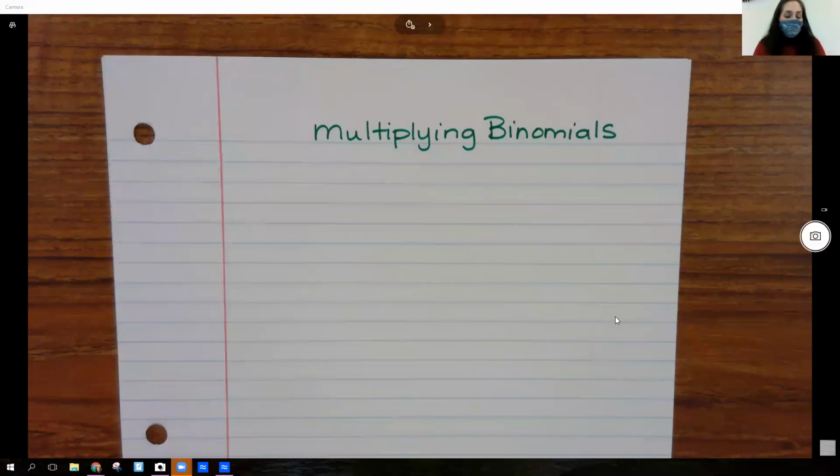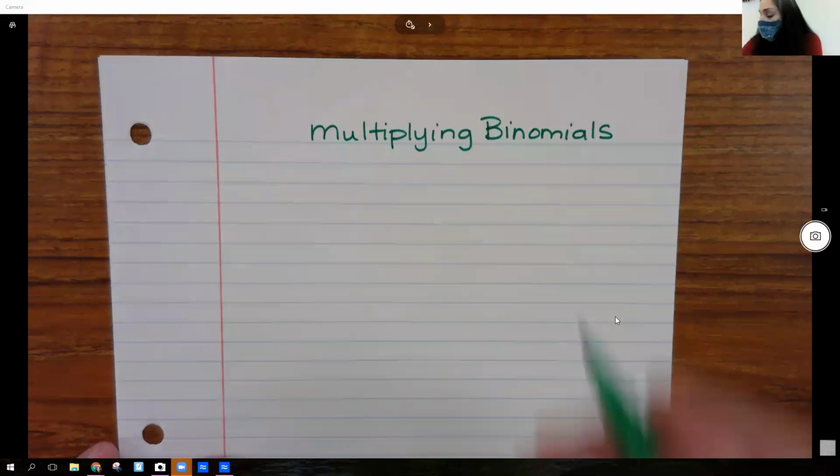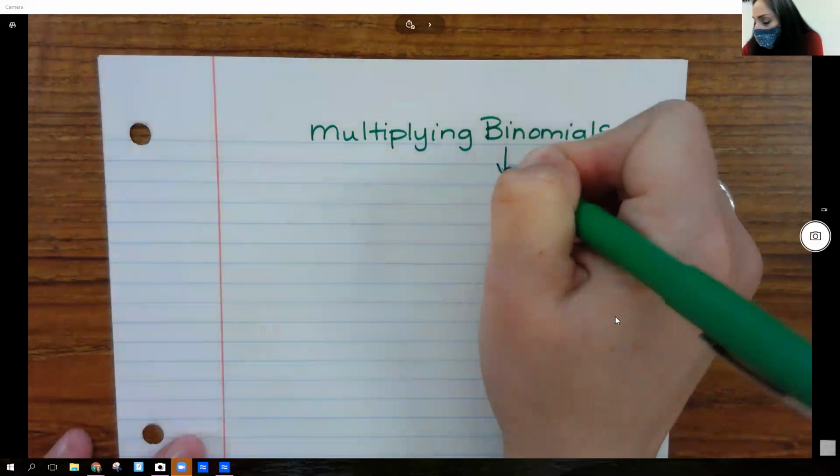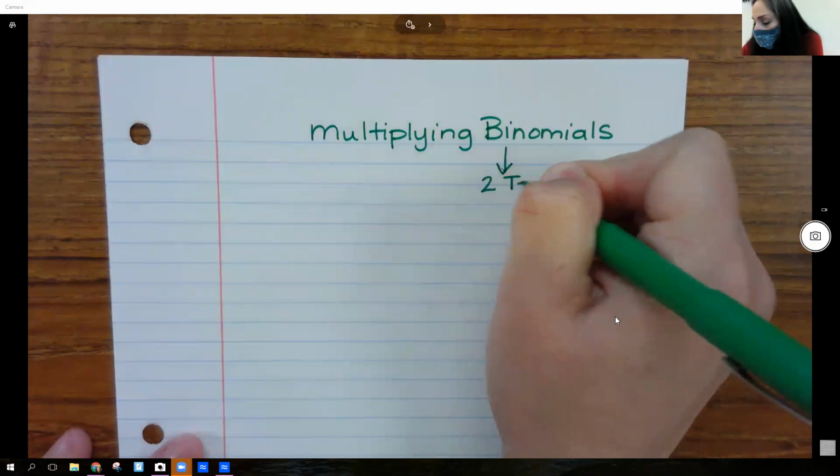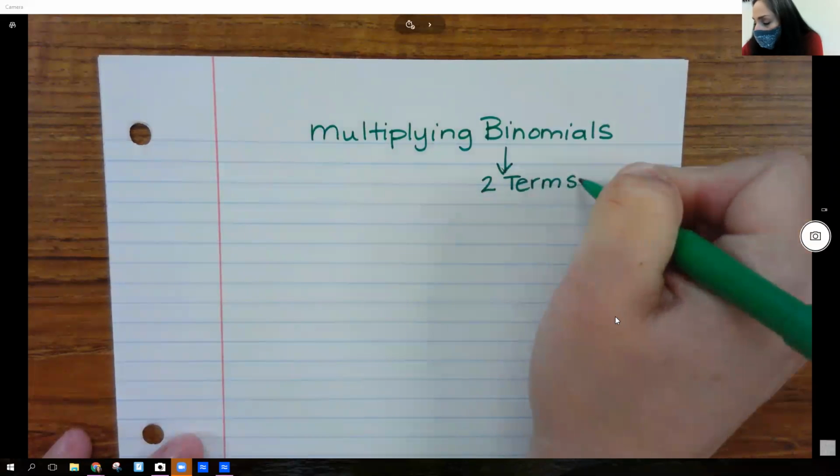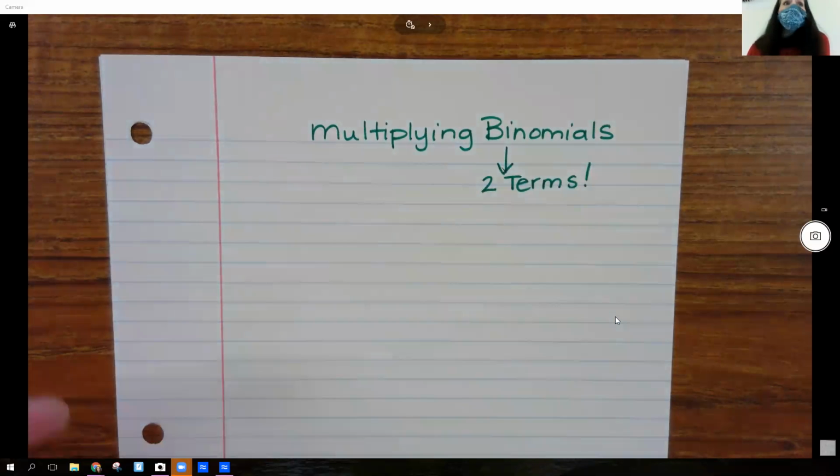So today we're doing multiplying binomials. And a binomial just means that you're going to have two terms. Okay, so terms are separated by addition or subtraction, and that's how you know how many terms you have. A binomial has a plus sign or a minus sign in the middle of it.